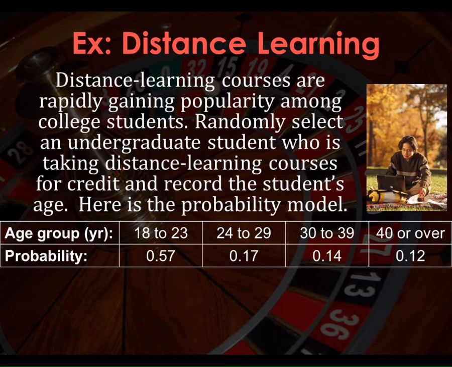Let's take a look at this example, distance learning. Distance learning courses are rapidly gaining popularity among college students. Randomly select an undergraduate student who is taking distance learning courses for credit and record the student's age. Here's the probability model. So you have the different age groups, 18 to 23, 24 to 29, 30 to 39, and 40 or over, and the probability of picking a student in each group: 0.57, 0.17, 0.14, and 0.12.